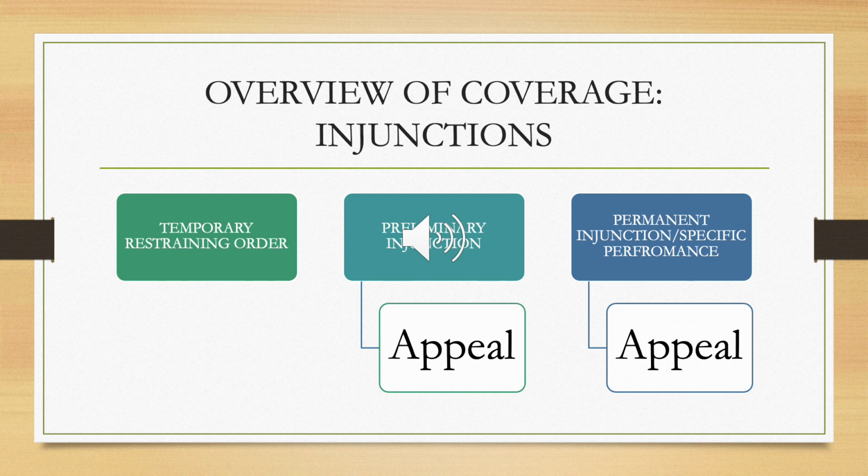You'll note that both the preliminary and permanent injunctions indicate here that there may be an appeal taken to them. You'll also note that there is no such indication for the temporary restraining order or TRO. That's because TROs are not appealable, generally speaking. Preliminary injunctions and permanent injunctions, however, may be appealed from, and we'll talk about those appellate processes during our coverage of coercive remedies.